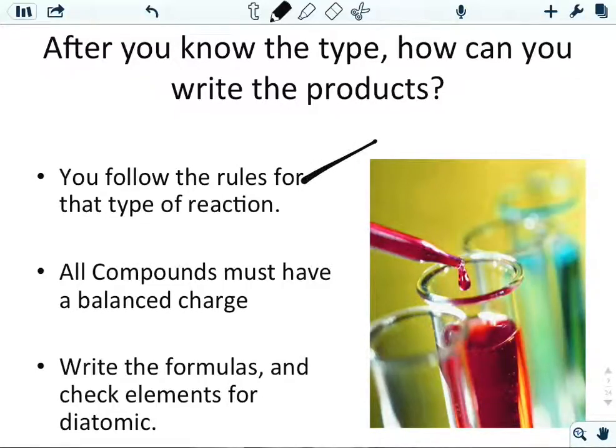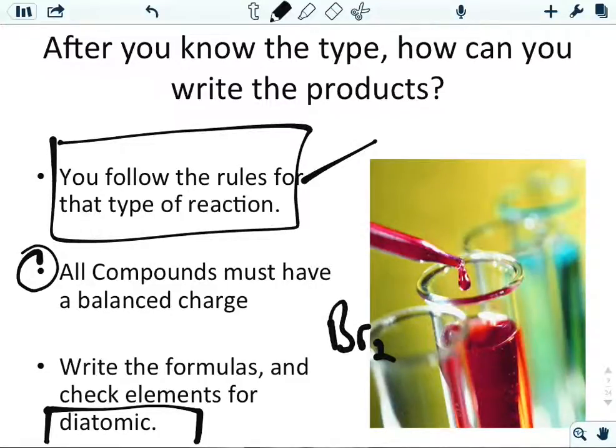So what do we have to do for ionics? We have to crisscross. Okay, all compounds must have a balanced charge. So we have to crisscross them out to make sure that they're balanced. And then we want to write the formulas and check elements for diatomic. And the normal place where people like to mess up is in those diatomic molecules. We forget about Brinkelhoff, and so they'll write bromine and they'll forget to add that 2, which changes the formula, changes the equation completely. So those are some things that we need to look out for.